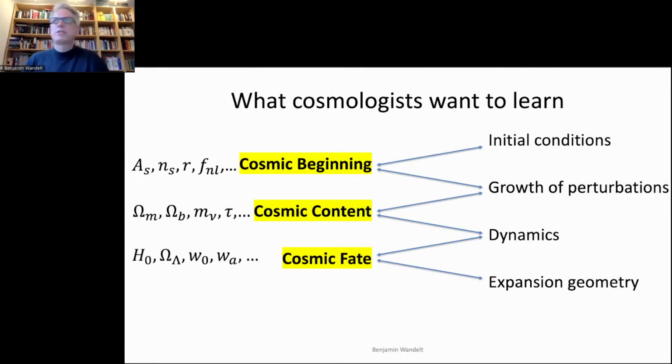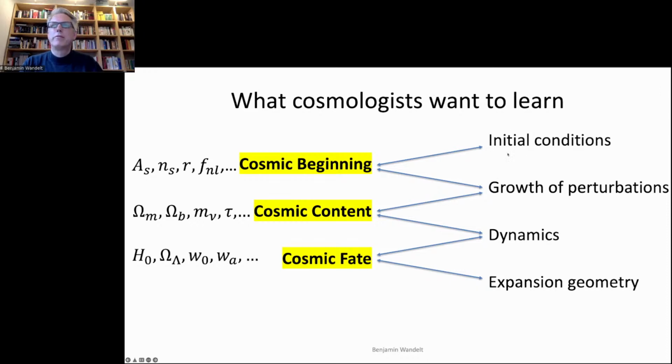What do cosmologists want to learn from all of these observations? We want to learn about the cosmic beginning. I mentioned one model, or one class of models, called inflation. There are parameters that describe that. We want to learn about the content of the universe, and we want to learn about the fate of the universe. So what will happen in the future? That's going to be strongly dependent on our understanding of dark energy.